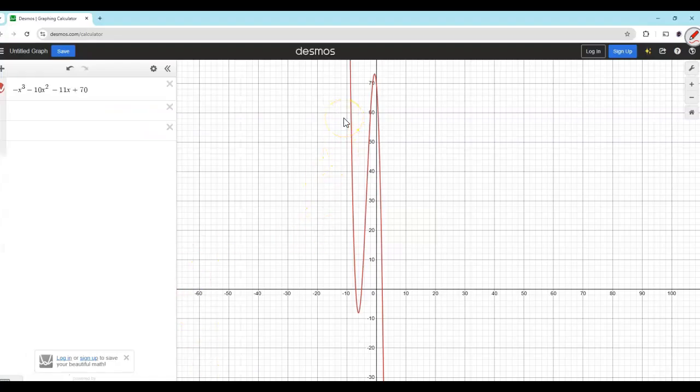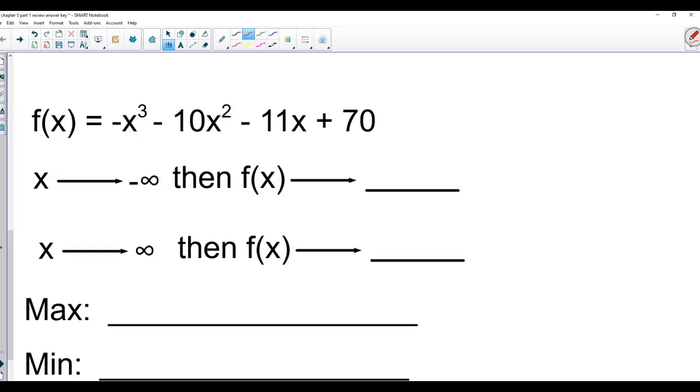So as x goes to negative infinity, y goes to infinity. As x goes to infinity, my graph goes down to negative infinity. So in this one, we go in opposite directions. X goes to negative infinity, y goes to infinity; x goes to infinity, y goes to negative infinity.